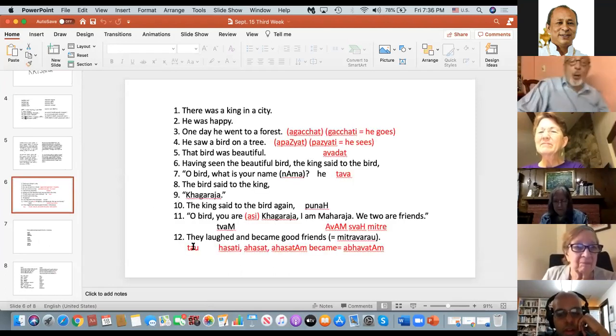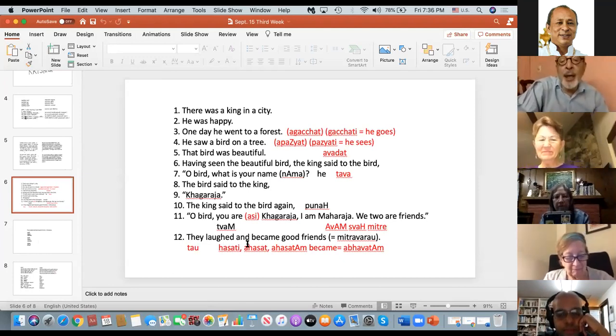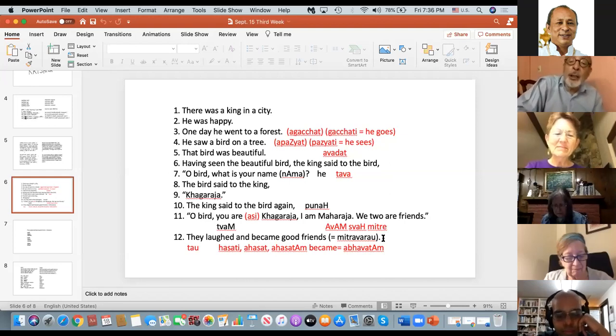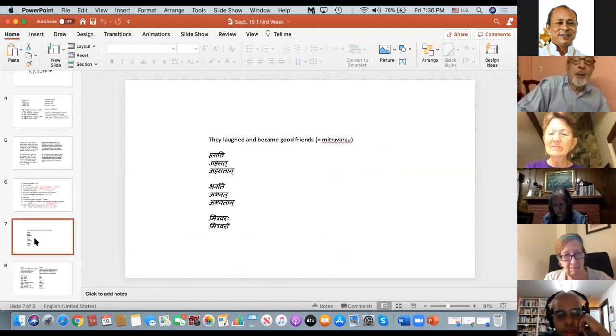Last time we were working on the last sentence, sentence number 12, right? They laughed and they became good friends. So we could not finish that sentence. We worked a little bit, but we did not complete it. So we need several things to know to understand how to translate this sentence into Sanskrit. These are the things that we need to know.